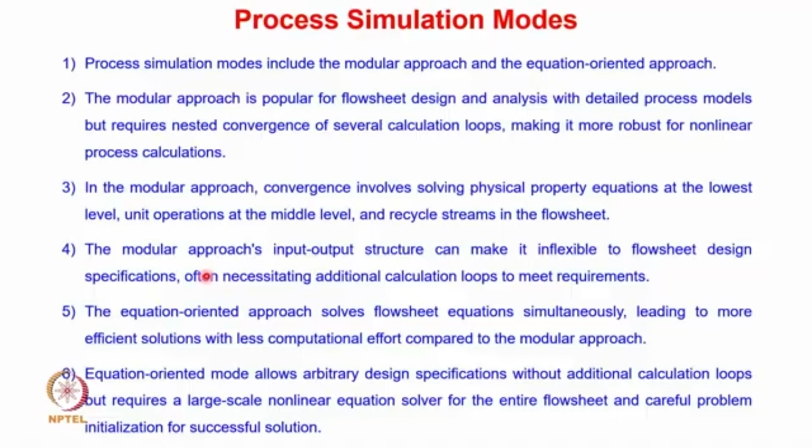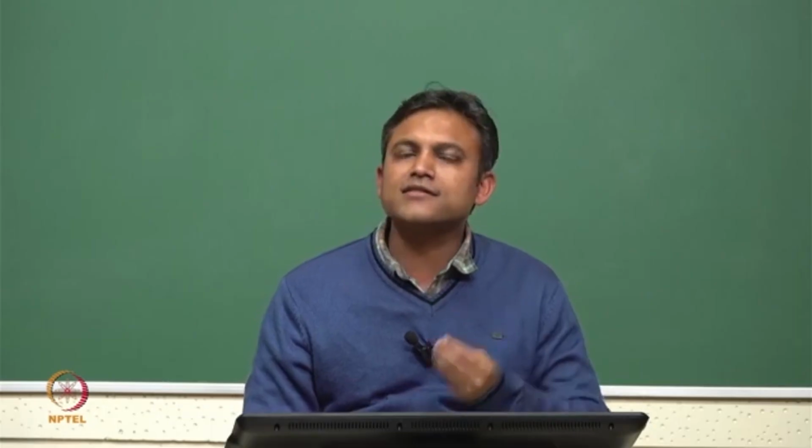The modular approach's input output structure can make it inflexible to flow sheet design specifications, often necessitating additional calculation loops to meet the requirements. As I said, remember in a modular approach we start with some assumed values of input, isn't it? Then we do all the calculation with respect to individual units, and clearly these assumed values should match finally when we are combining all the units, isn't it? So there are several iterations and several loops required, isn't it?